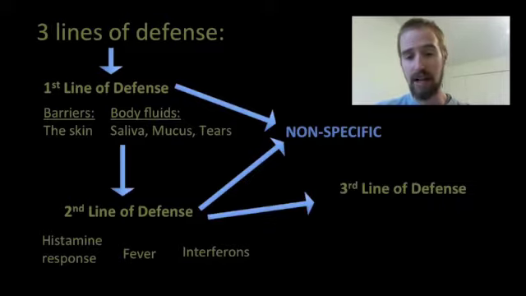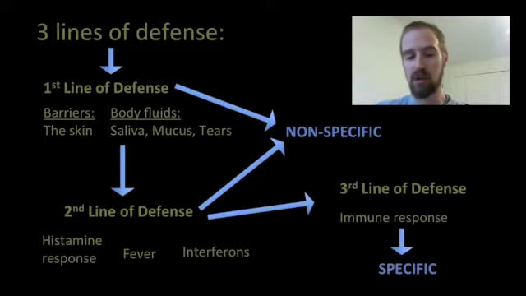Our third line of defense is what we call the immune response. And the immune response is called a specific response because the cells that our immune system uses are specific to a certain type of invading pathogen.